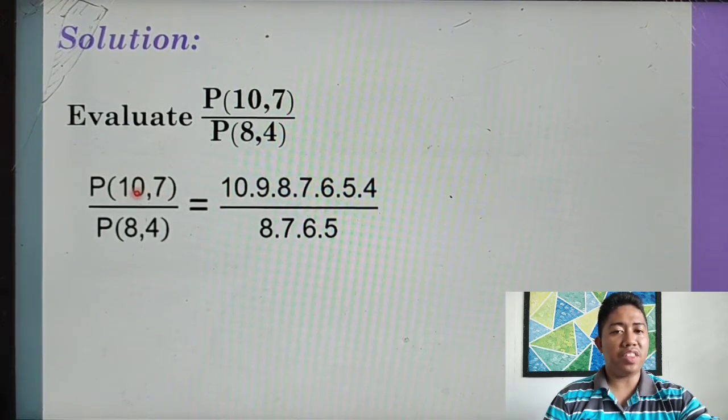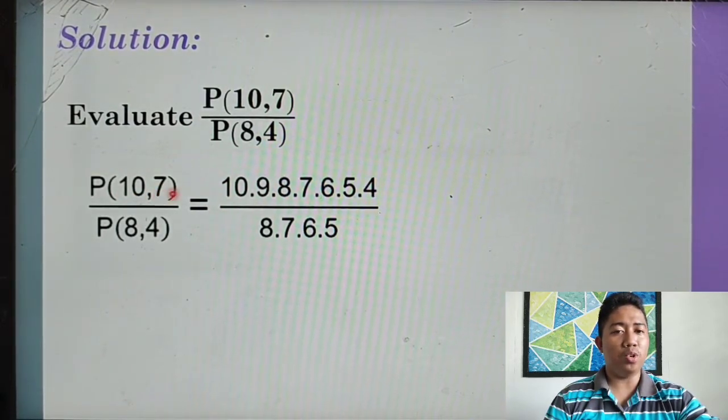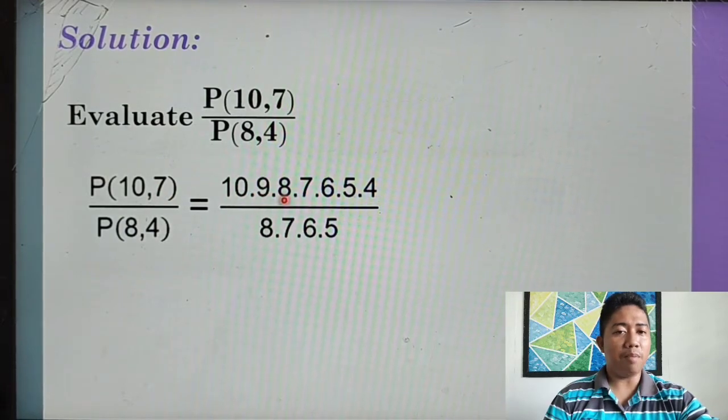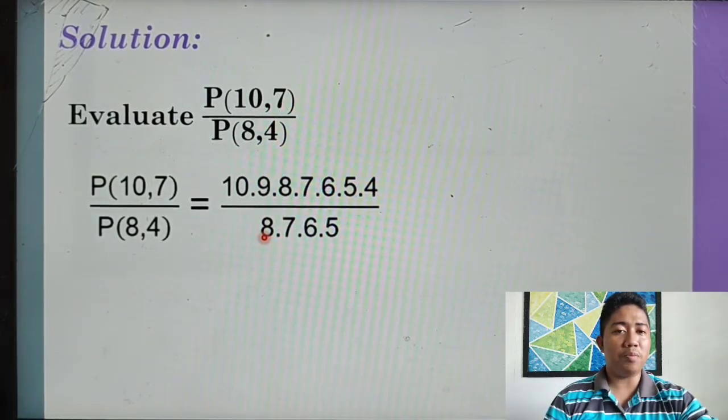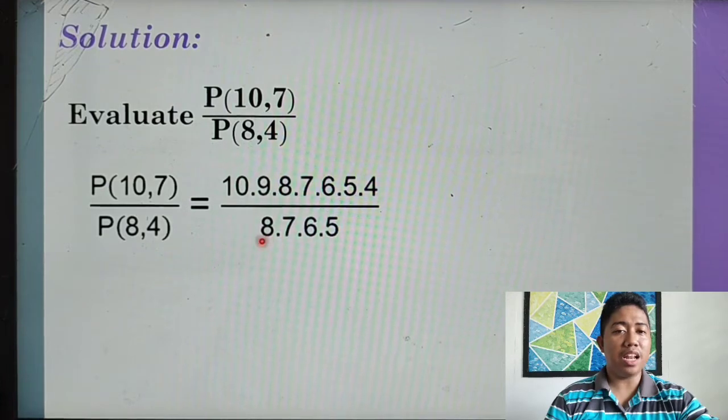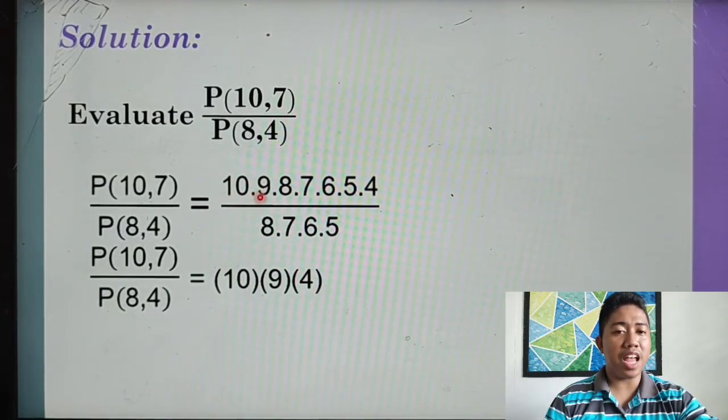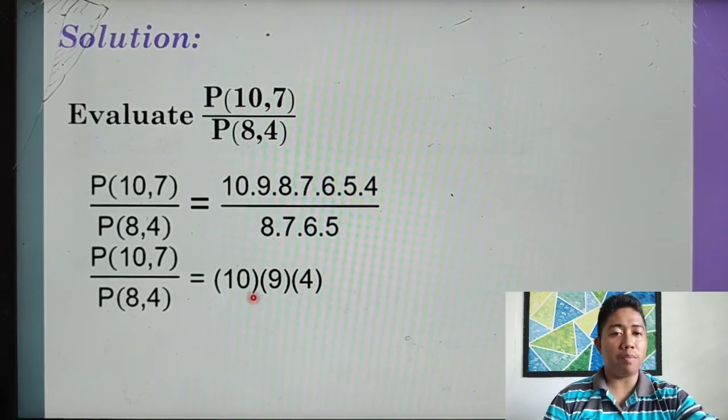So the permutation of 10 taken 7 is equal to 10 times 9 times 8 times 7 times 6 times 5 times 4. So there are 7 factors. All over 8 times 7 times 6 times 5. So what we're going to do is to cancel out the numbers both in the numerator and the denominator, which are 8, 7, 6, and 5. So we cancel out 8 times 7 times 6 times 5, and we will remain with 10 times 9 times 4.